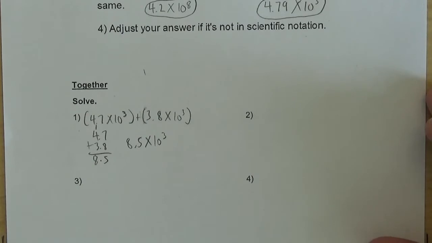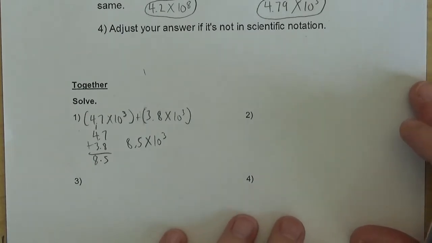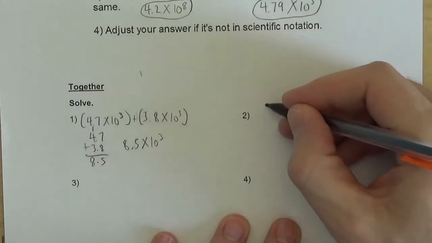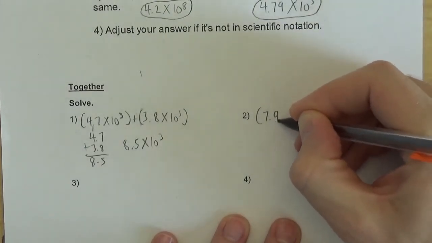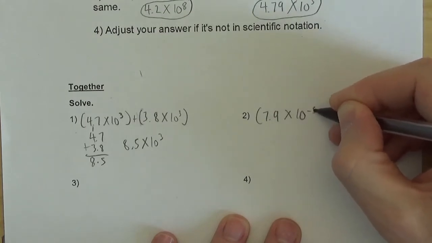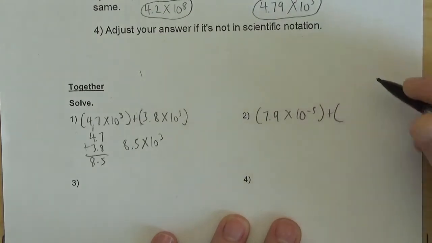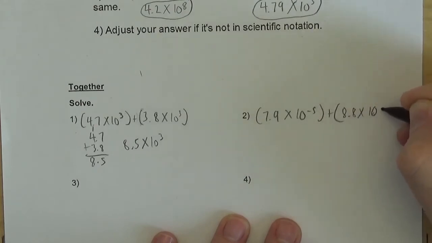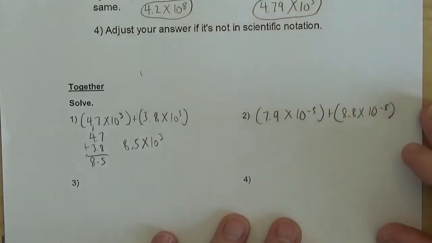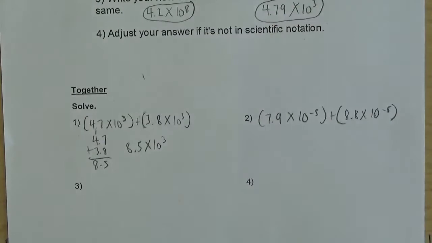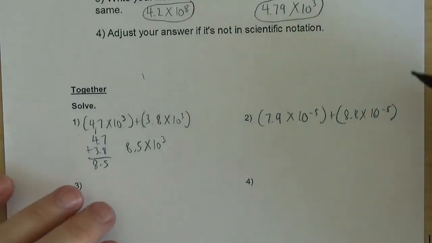So we're taking a look here at number 2 now. That one is pretty basic, pretty straightforward. Let's see if anything changes here on this one. Number 2 is 7.9 times 10 to the negative fifth plus 8.8 times 10 to the negative fifth. All right, well, looks like again we're in store for a pretty easy problem here because the exponents are the same. But that's not the only difficulty we'll run into today.